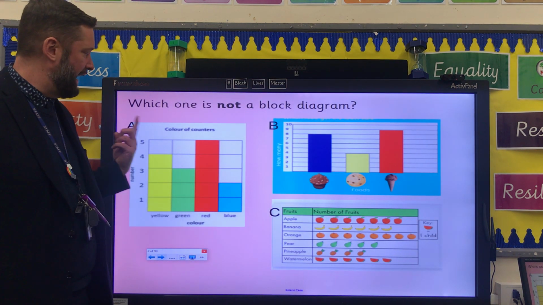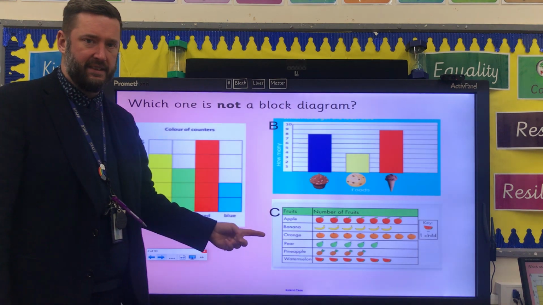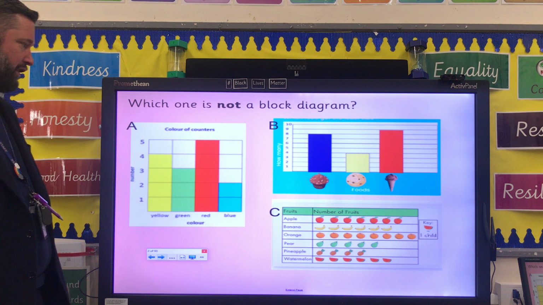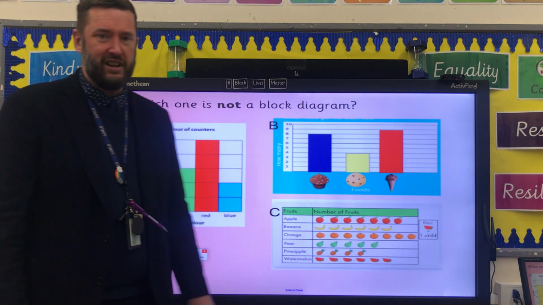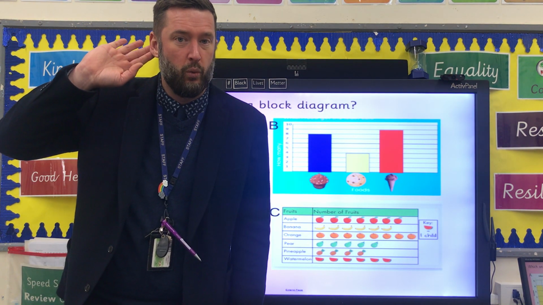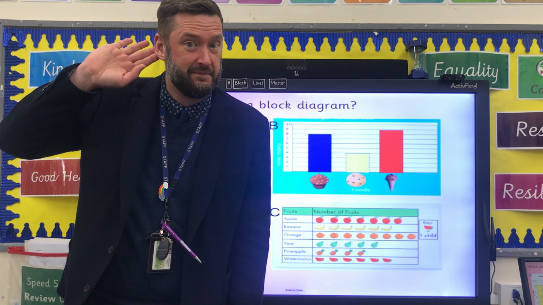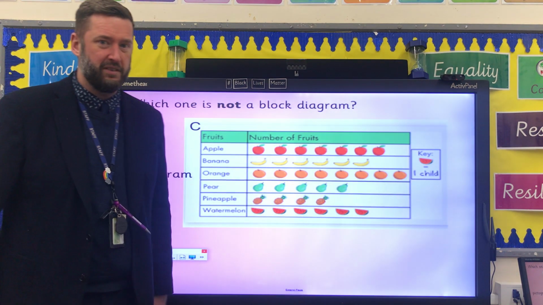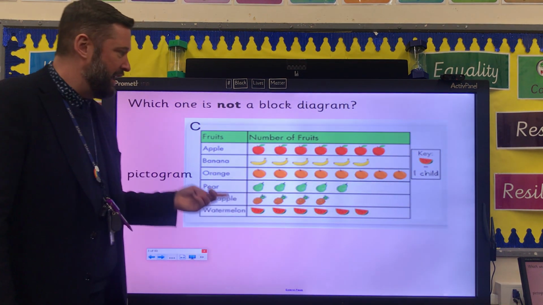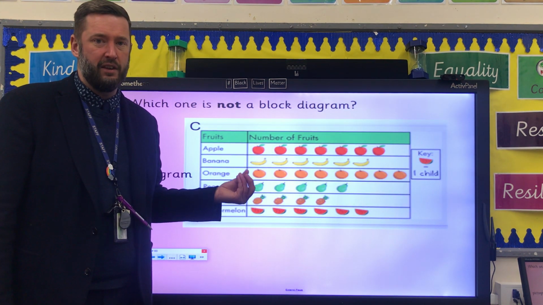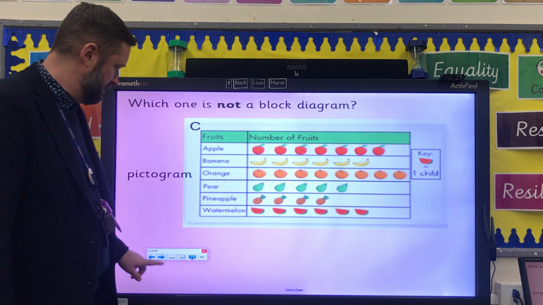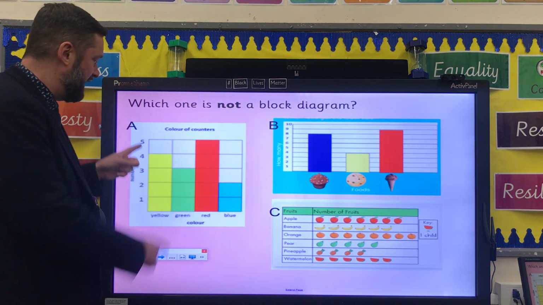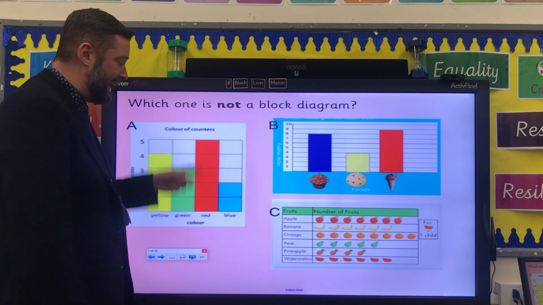3 pictures, A, B and C. Which one is not a block diagram? Have a look. Are you ready to shout out the answer? Which one is not a block diagram? C is not a block diagram. It's a pictogram. This pictogram shows data or information in pictures. These two are definitely block diagrams because they show information in blocks.